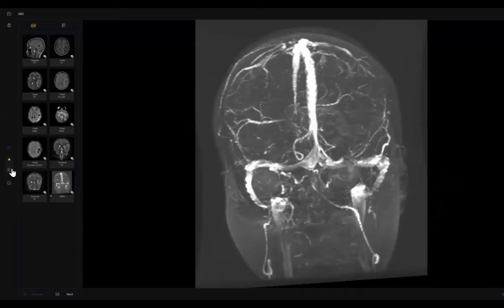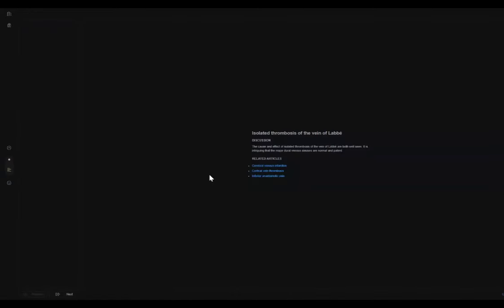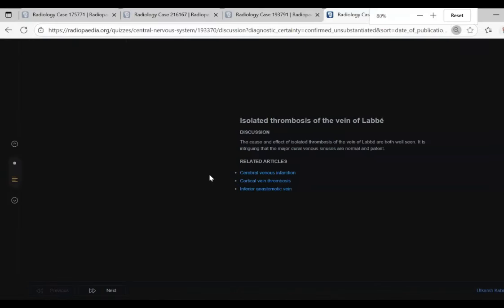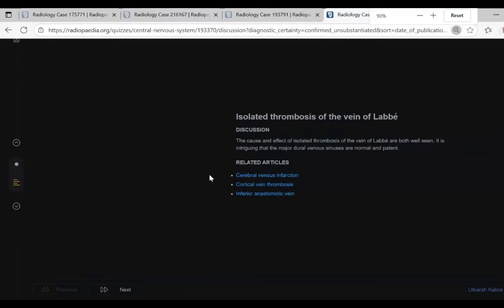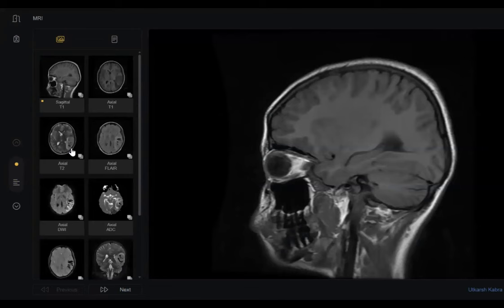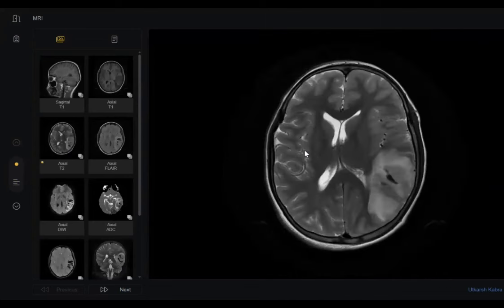And what was the correct answer? Isolated thrombosis of the vein of Labbé. What is the vein of Labbé? One of the cortical superficial branches. Whatever the location, it's a plus. By the way, it was a very confusing case, like today's cases.